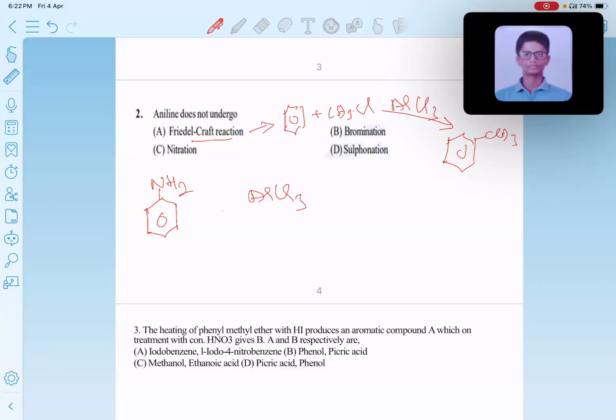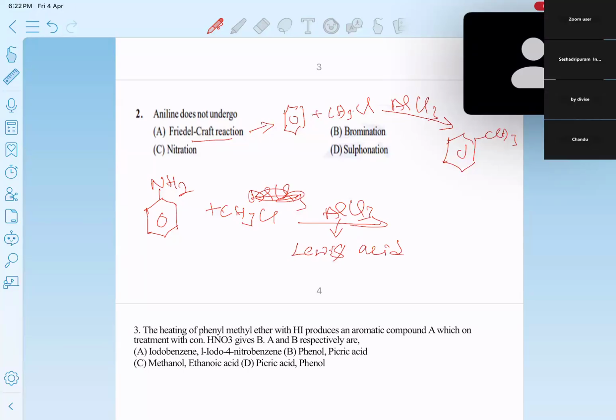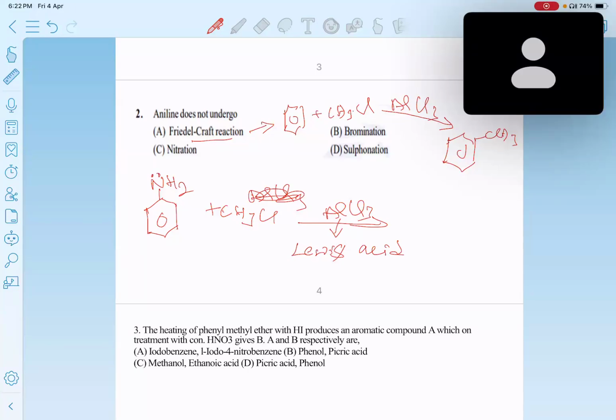Let us check with aniline. When aniline is treated with methyl chloride, CH3Cl, in the presence of aluminum chloride catalyst, what happens here is that aluminum chloride is a Lewis acid, an electron deficient species. Aniline, due to the presence of a lone pair of electrons on the nitrogen atom, acts as a base. Therefore, the base reacts with the acid to form a salt.